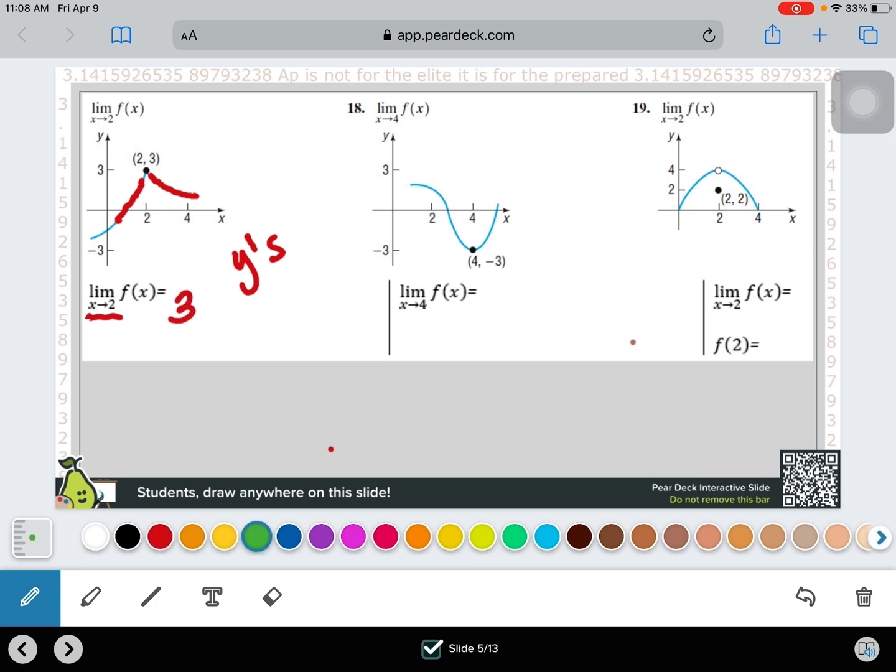Okay, let me go ahead and try the next one. What happens as I approach x equals 4? On the left-hand side, I'm going down, down, down to this y value of -3. And from the right, let me do a different color, I'm going this way, and it's the same y value. So in this case, my limit is going to be -3. Awesome.